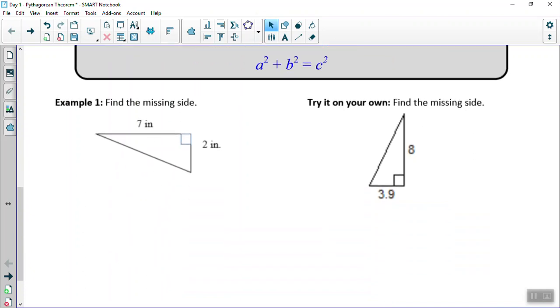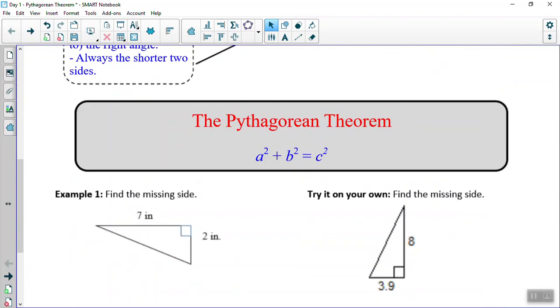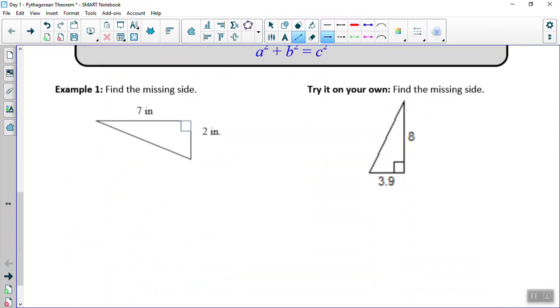All right, so first let's use it to find a missing side. So here we have two sides given to us, 7 and 2. And they want us to find this side here. Well, the first thing we need to do is identify who's going to be our A, who's our B, and who's our C. Well, remember, we said that our C is always the side across from the right angle. It's always our longest side. So let's identify our C first. It's always the side that's across from our right angle. So this one here is going to be my C.